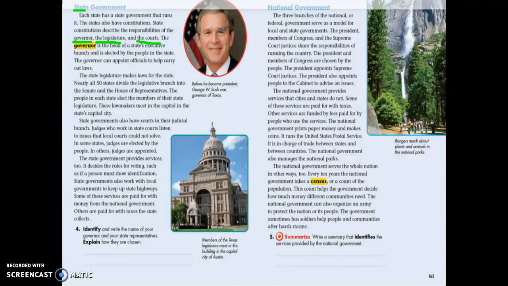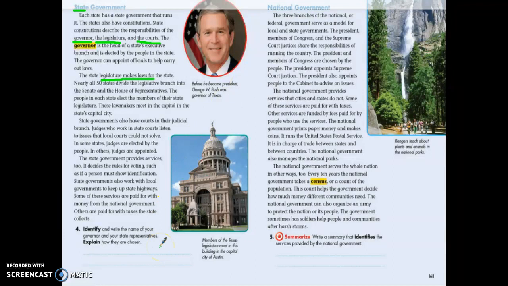The governor is the head of the state's executive branch and is elected by the people in the state. The governor can appoint officials to help carry out laws. The state legislature makes laws for the state, just like in our national government. Nearly all 50 states divide the legislative branch into the Senate and the House of Representatives. The people in each state elect the members of their state legislature. These lawmakers meet at the Capitol in the state's capital city.